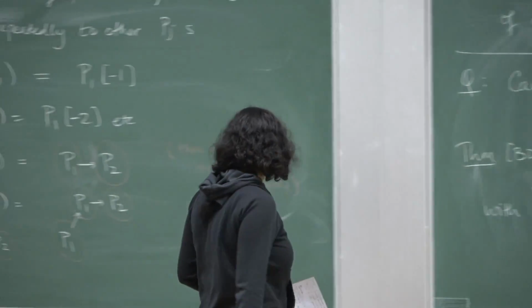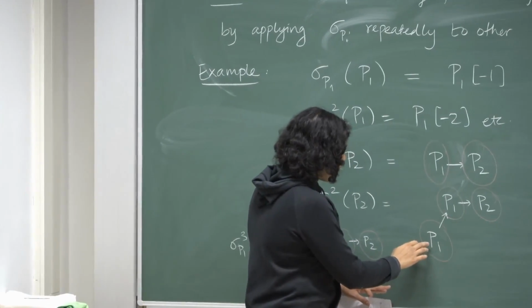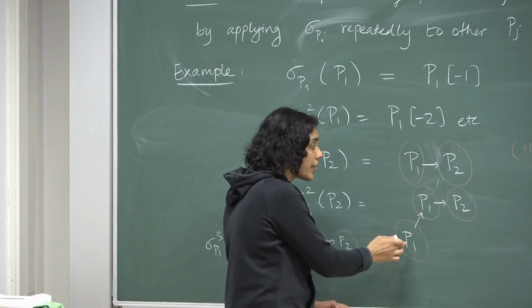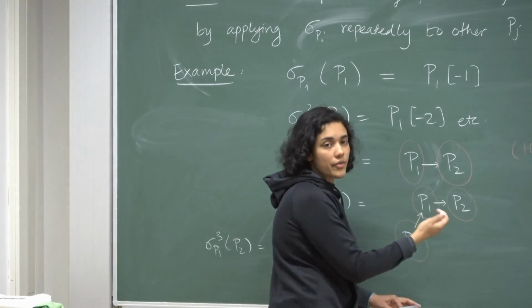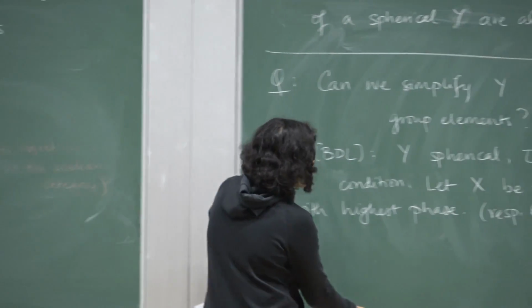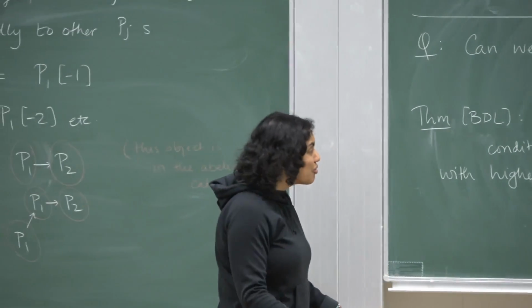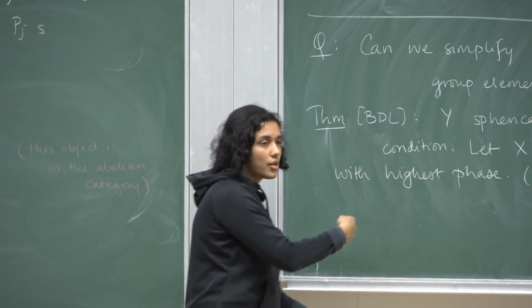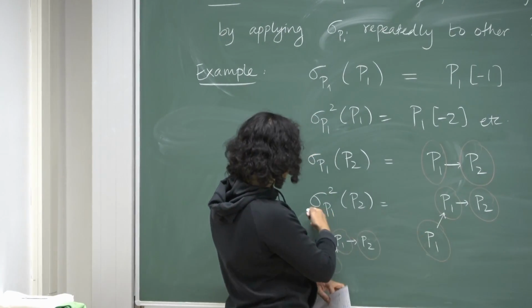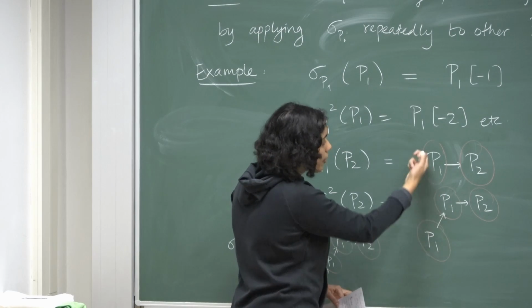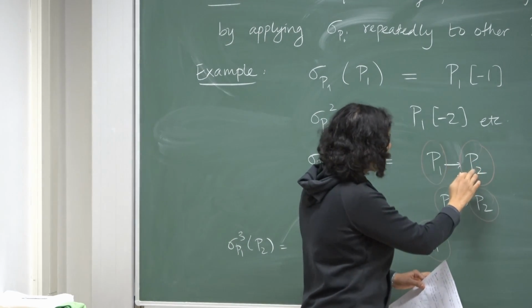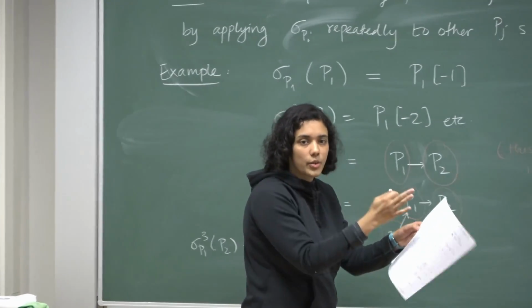So in this case, for example, this P1 is the spherical HN factor of lowest phase. This P2 is the spherical HN factor of highest phase. So it turns out you can undo the effect of X on Y. For example, if I had applied sigma P1 inverse to this object, I would have gone back to P1 to P2, which is a smaller object in some sense, and then doing another sigma P1 inverse would have sent me to P2, which squishes the object down again.